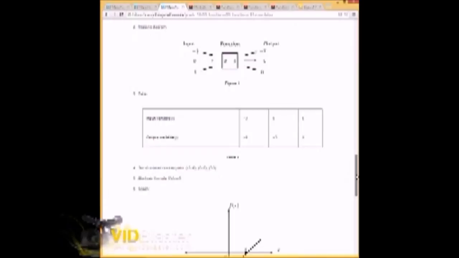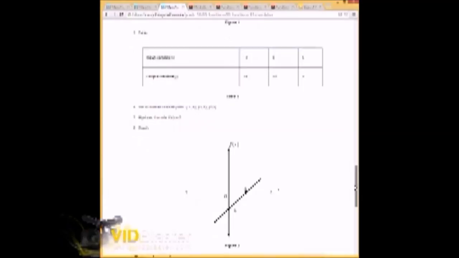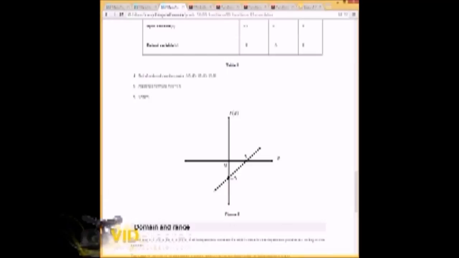As an equation, as a table, as a flow diagram, and as a graph. And it's good to be able to convey to your learners that a function is a relationship, yes, which can be represented in many different ways.